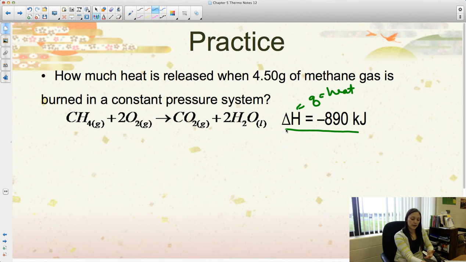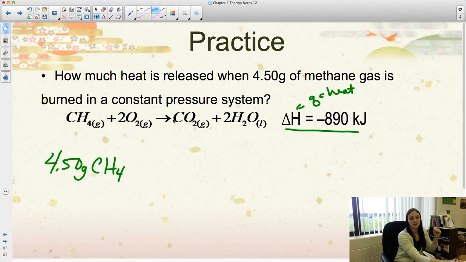And what you want to look at is how much methane am I burning? Well, I am burning 4.5 grams of methane, which is CH4. Okay, but remember, delta H depends on how much I have. Well, how much CH4 do I have in this equation? Well, I've got one of them. I have a 1 out in front here, so I have 1 mole. So if I have 1 mole of CH4, I'm going to have this much heat.